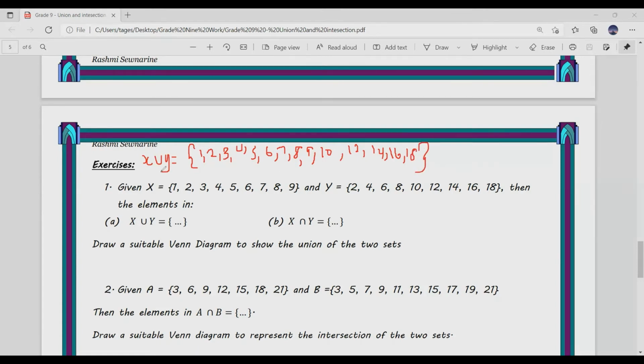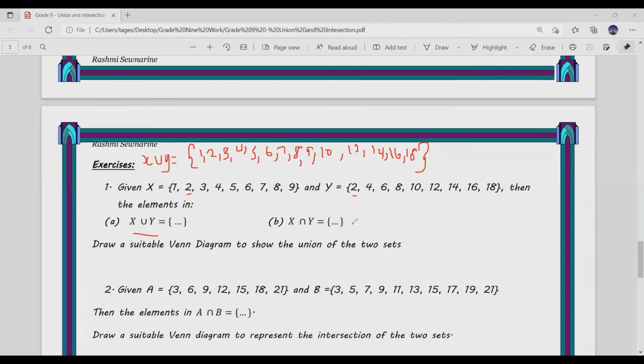So that is X union Y. Everything that is in X and everything that is in Y. Please don't write repeated elements twice. Let's say we have 2 here and we have 2 here. That doesn't mean you're writing it twice. Just list the elements as they are. So that is X union Y.